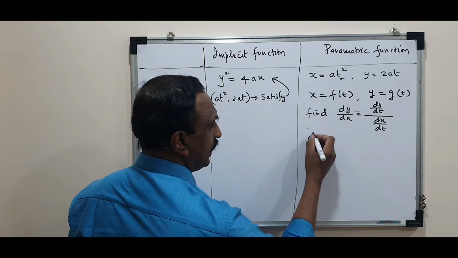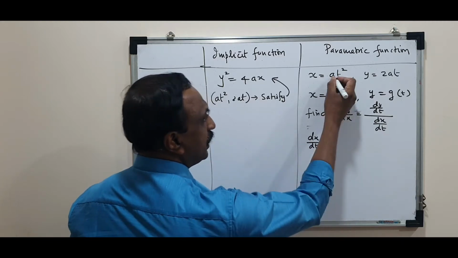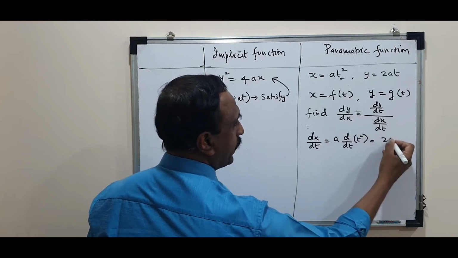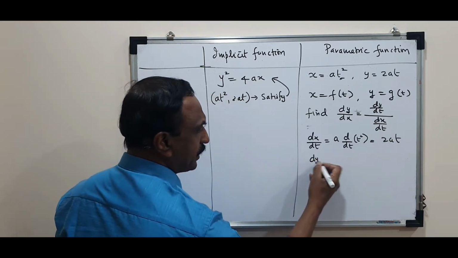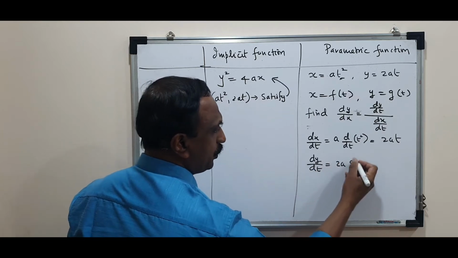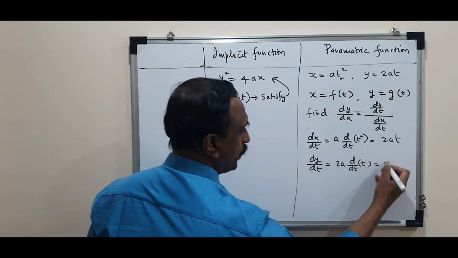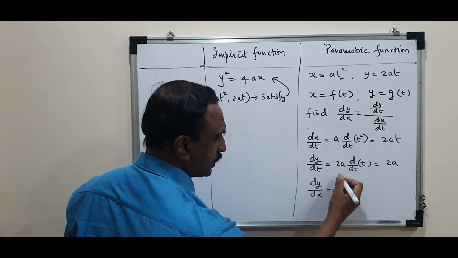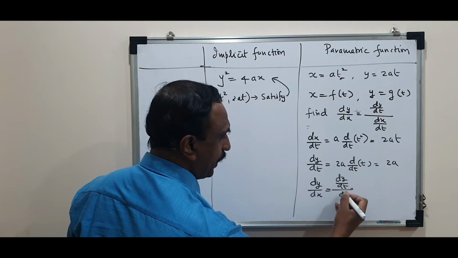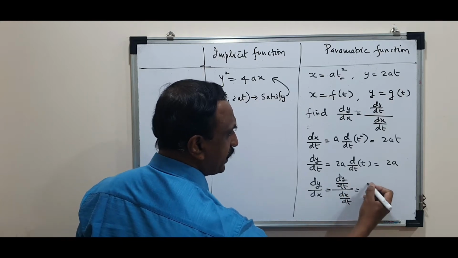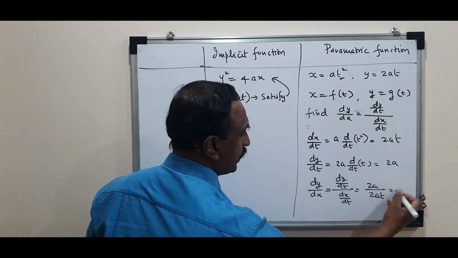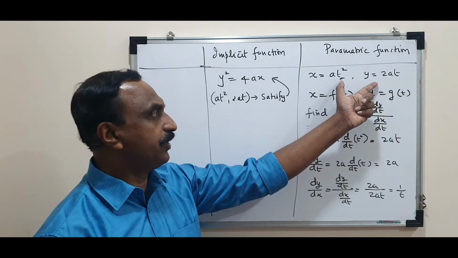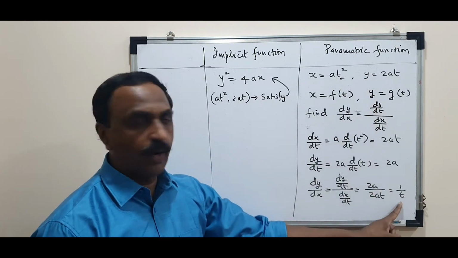So here, dx by dt is a into the derivative of t square, so you will get 2at. dy by dt is 2a into the derivative of t with respect to t. You will get 2a. So what is dy by dx? dy by dx is dy by dt divided by dx by dt. dy by dt is 2a, dx by dt is 2at, so I get the answer as 1 by t. So I can say the derivative at any point on this function is 1 by t.